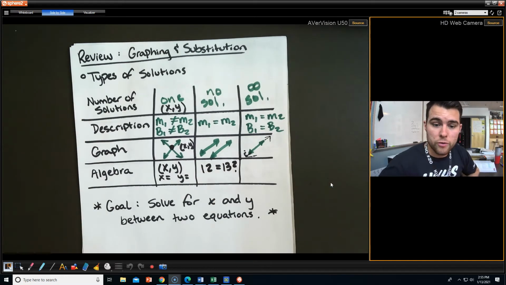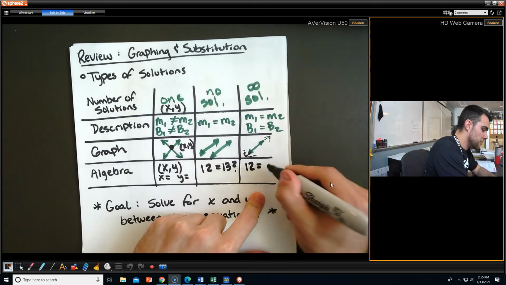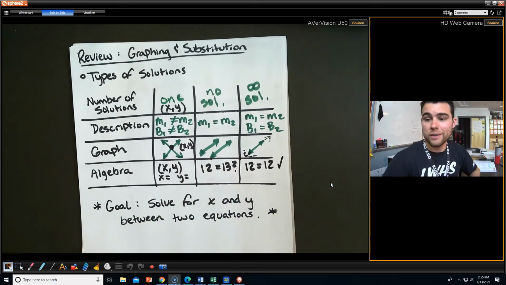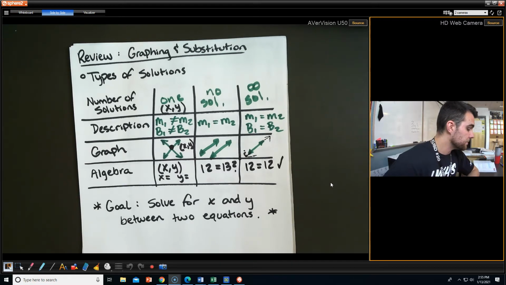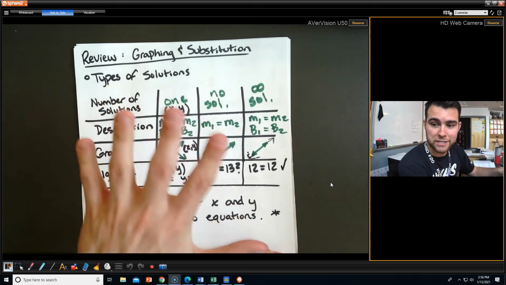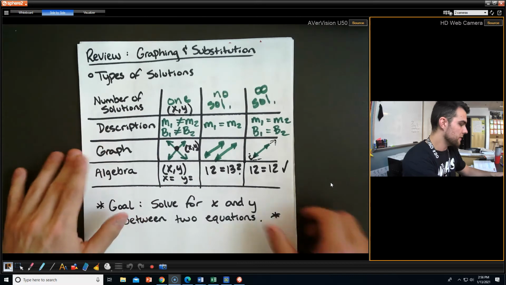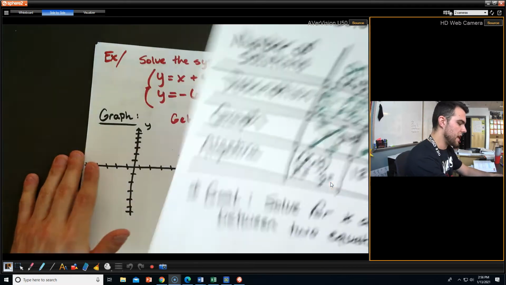We know that's not true, and if you get a contradiction, then you know that you have no solution. And then finally, if you do get something like 12 equals 12, we know for sure that that's true. So if you're going through substitution and you get 12 equals 12, you know that you have infinite solutions for your equations. So let's go over some examples. Keep this handy. You can use this on your quiz. You will definitely be asked a question on your quiz about this stuff. Just keep this in mind, and it's a gimme problem if you're able to just have this.